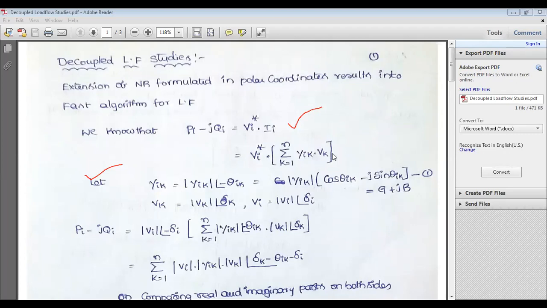So Vk is equal to Vk at an angle delta k, and Vi is equal to Vi at an angle delta i. If you substitute all these assumptions in this one, you will get Vi conjugate, meaning Vi at an angle of minus delta i, and Ii. So Ii is equal to, you can substitute Yik is equal to modulus of Yik at an angle of minus theta ik, and Vk is at an angle of delta k.